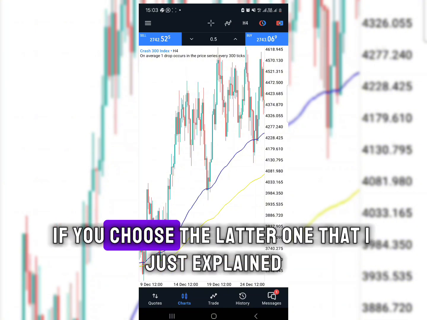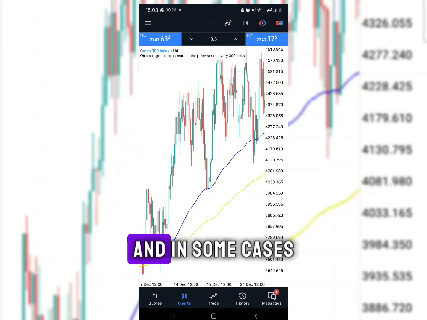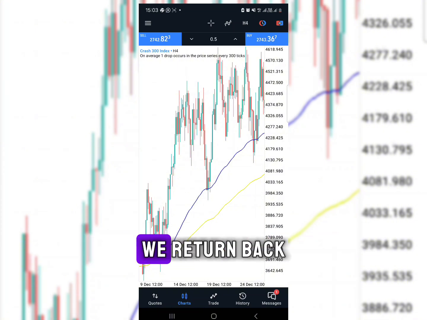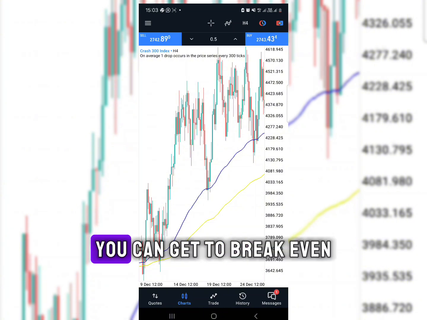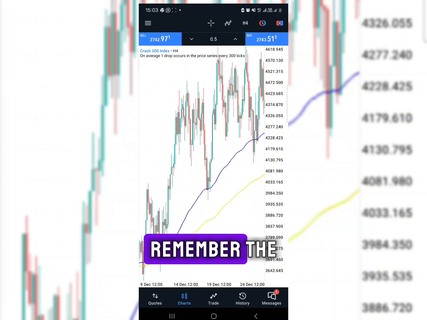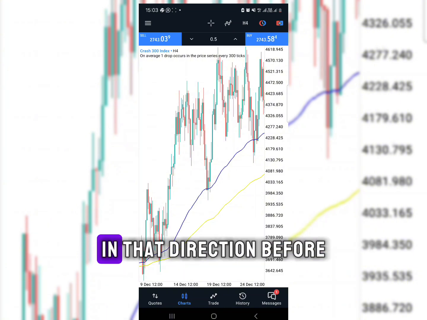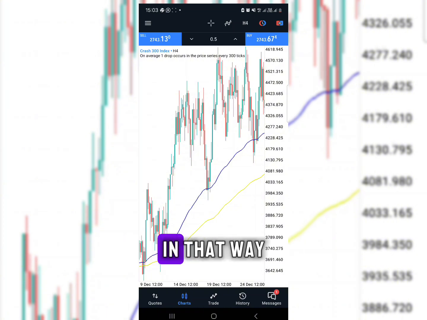Just know that if you choose the latter one that I just explained, that is, you wait for the moving average to cross over, then in some cases there will be a tendency that what has given you massive profit before will return back to some reasonable amount of profit. If you're not careful, you can get to break even, because if the market is ready to cross, remember, I call it a lagging indicator. Market must have moved in that direction before the moving average gives you direction that way.